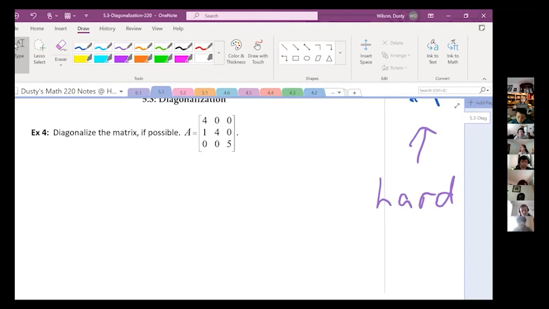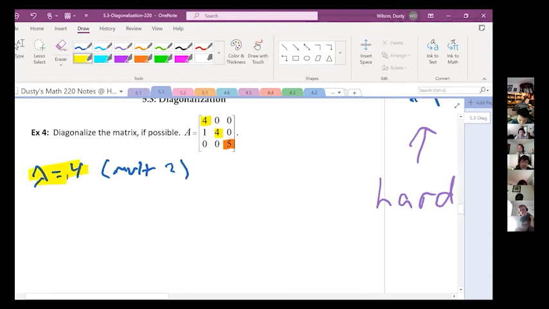So I've got eigenvalues of 4 and 5, and specifically I've got eigenvalues of 4, 4, and 5. We see this because you have a triangular matrix. So lambda equals 4 has multiplicity 2 because it occurs twice, and then we're going to have lambda equals 5, and it's going to have multiplicity 1.